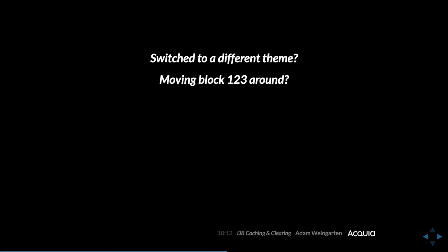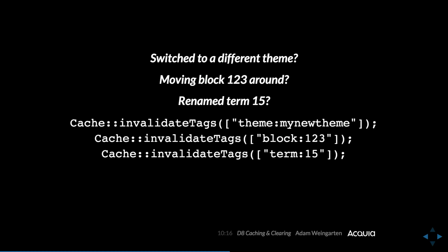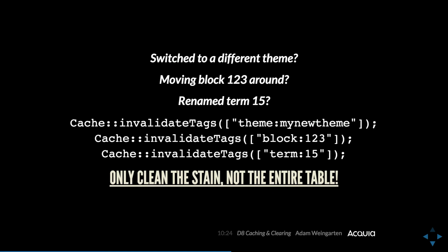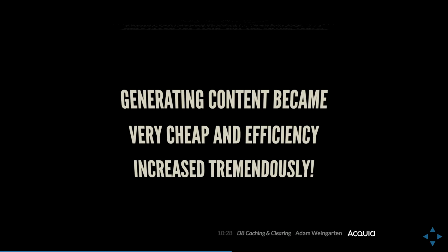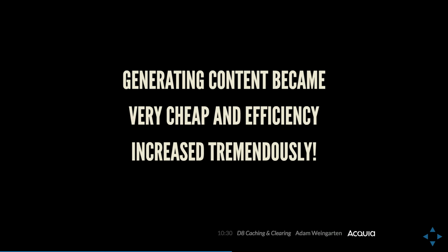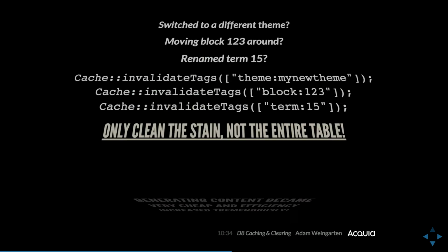Switch to a different theme, you're moving the blocks around, you rename a taxonomy term. Drupal is going to call this cache invalidate tags, and it's going to blow away the cache for all those connected elements. So we're only cleaning the stain, we're not cleaning the entire table, we're not blowing away everything wholesale, we're just getting what we need. Yeah? So this works even if you are logged in and even if you are logged in as an admin?